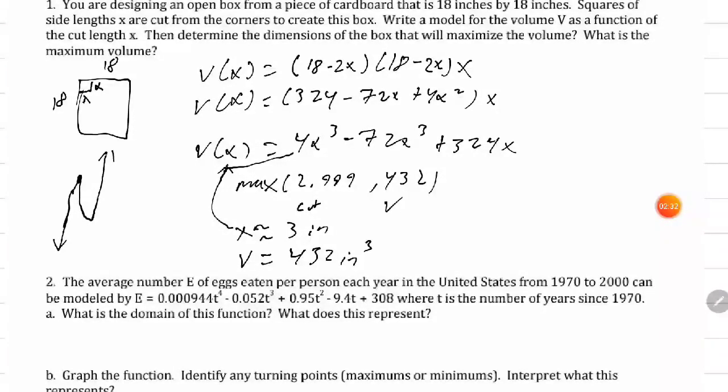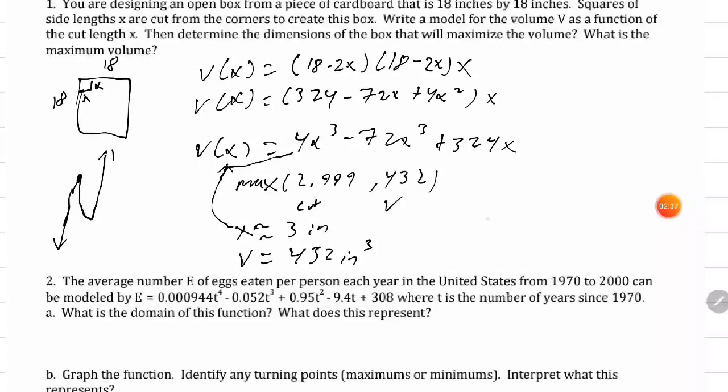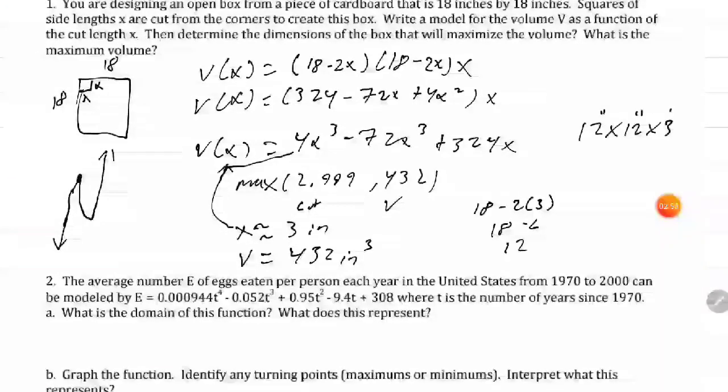So there's the maximum volume, and then our new dimensions are 18 minus 2x, which is 18 minus 2 times 3, 18 minus 6, which is 12. So I have a 12 by 12 by 3. And then don't forget your units, inches, inches, inches.